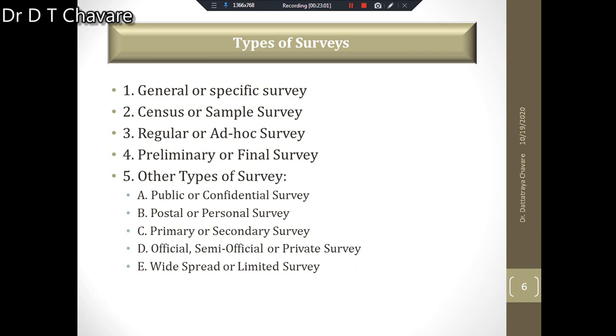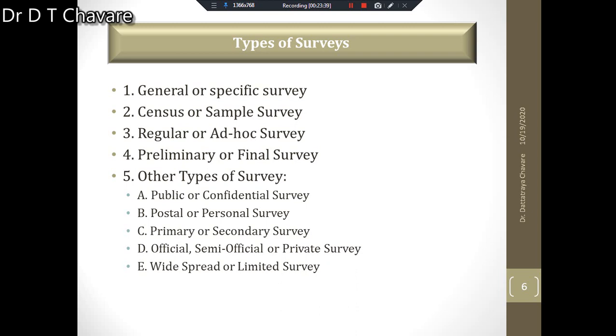Then the next type of survey is also mentioned here, that is other types of surveys. There are different types of surveys, and I have mentioned those types here. First type, public or confidential survey. This survey is conducted on the basis of secrecy of survey. Okay. Then the second type is also there, postal or personal survey. From the name also you can understand what type of survey it is. These types are on the basis of mode of collection of the information.